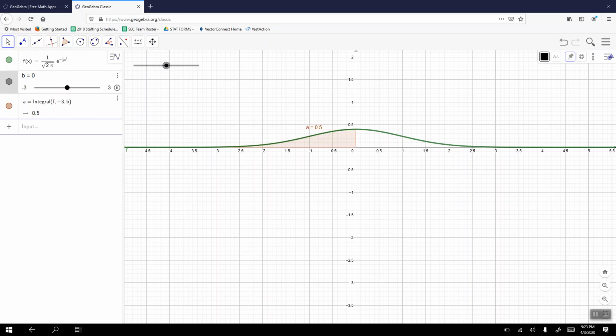Notice that we get half of the area here. Again, that should make sense because this is symmetric. Half of the bell curve should contain half of the area. And we can keep going, 0.81, keep going all the way to the very end, and it should give us a total area of 1.